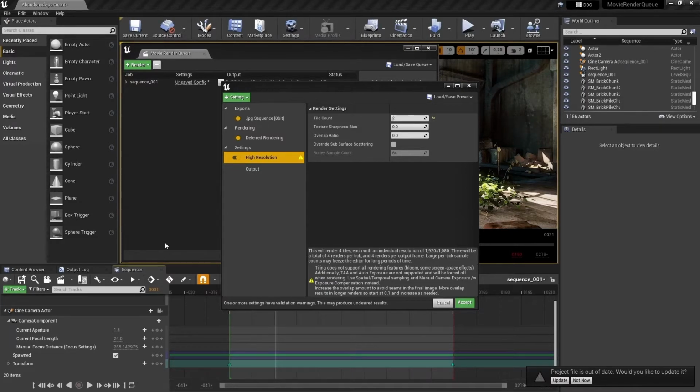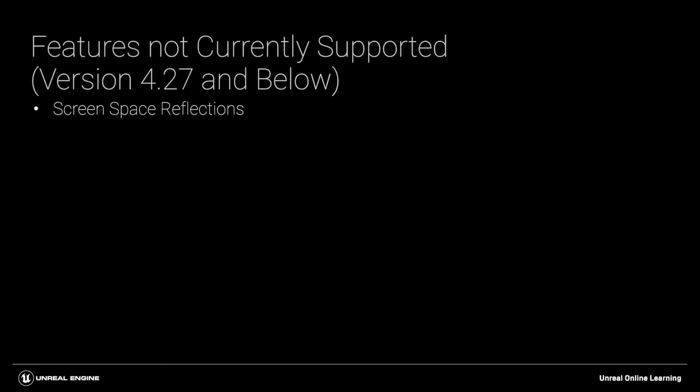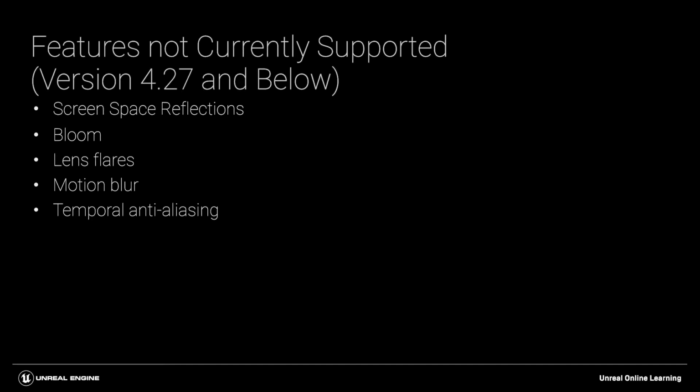Now, before we start rendering, it's important to understand some of the caveats and downsides of the high resolution feature. As of now, it does not support some rendering features that rely on screen space effects. That includes screen space reflections, bloom, lens flares, and motion blur on very fast moving objects. It also doesn't support temporal anti-aliasing or auto exposure.